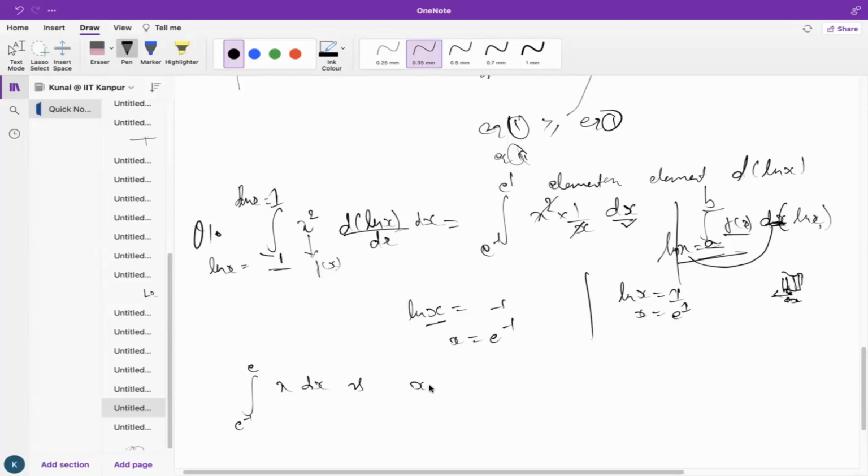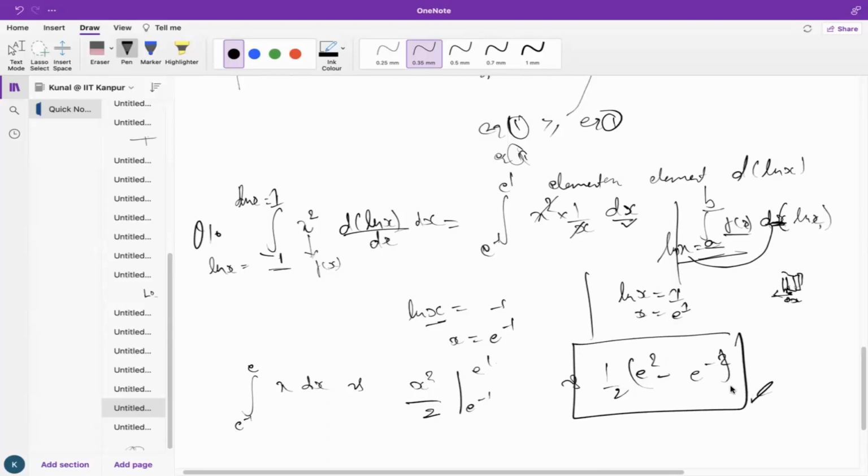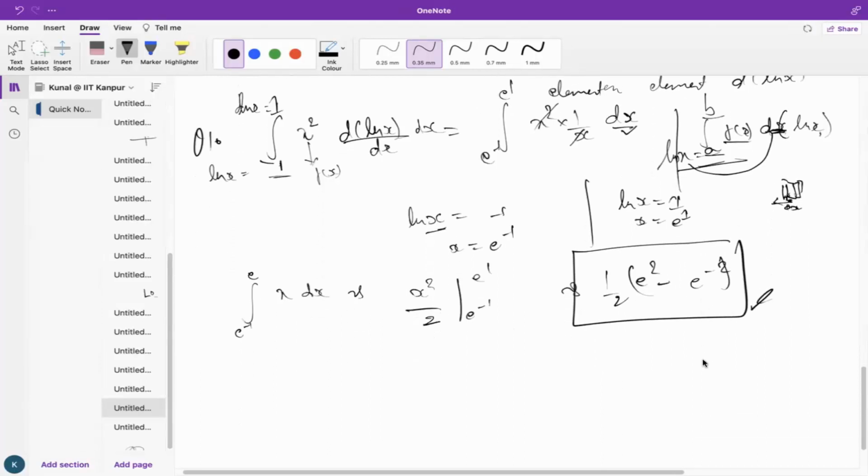It will be x square by 2, e to the power minus 1, e to the power 1. So when we put in the limits, we get e square minus e to the power minus 2, all over 2. This is our final value. I hope you all understand this.